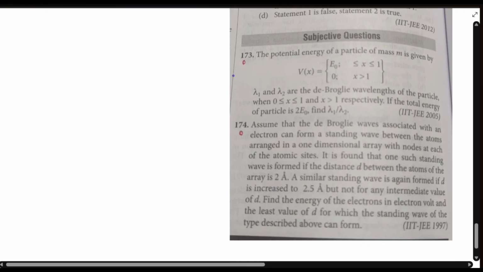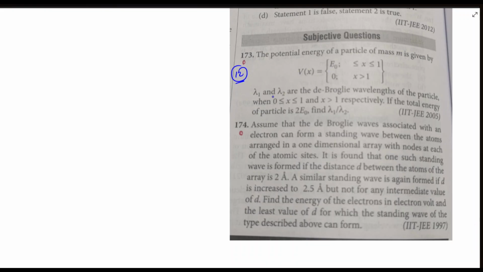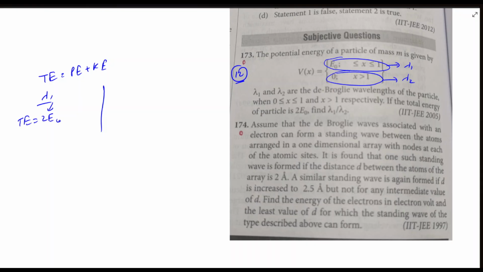Okay. Let's move on to our 12th question. So we have a potential energy of the particle given by this. For this potential energy, the de Broglie wavelength of the particle is lambda 1, and for this it is lambda 2, right? So we know total energy equals potential energy plus kinetic energy. Let's do lambda 1. For lambda 1, the total energy is 2 E naught, and the potential energy is E naught. So the kinetic energy will be E naught.